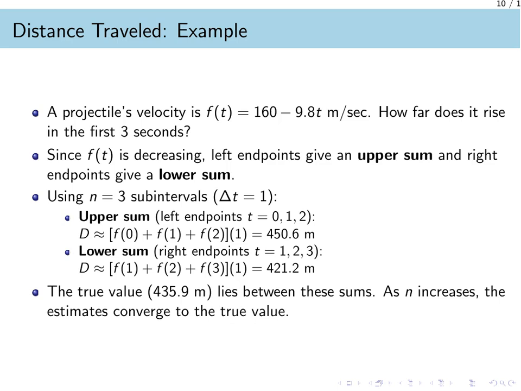Since this velocity function is decreasing, using the left endpoints for our time intervals will give an upper sum, and using the right endpoints will give a lower sum. If we use 3 subintervals, each with a width delta t of 1 second, our upper sum is 450.6 meters. Our lower sum is 421.2 meters.